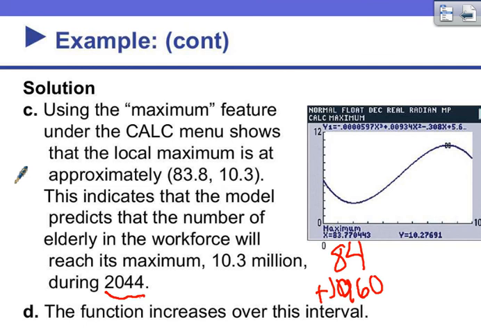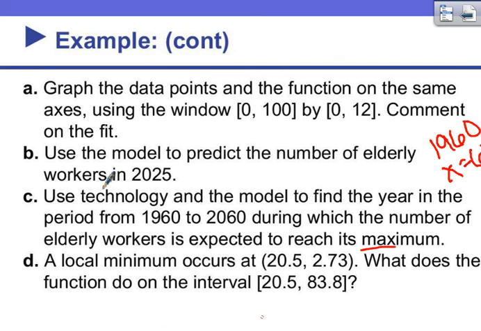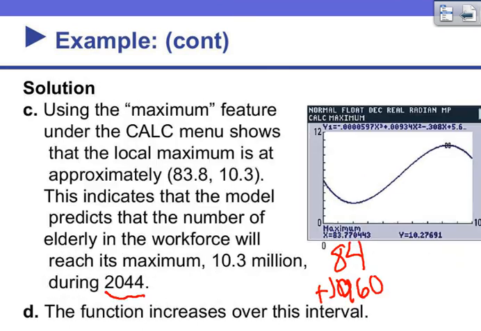That concludes part C. Part D just asked us on a certain interval what is happening. So on the interval starting at 20.5 and going to 83.8, what is going on here? When we look at that, the minimum is at 20.5, and we already found the maximum is at 83.8. So what's happening to the graph in here? All they're asking for is that it's increasing. Because that was from the minimum to the maximum, it's always increasing in that interval. It's never changing direction.